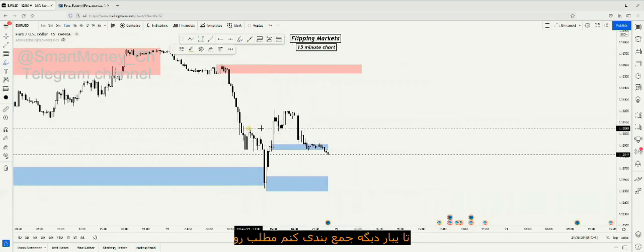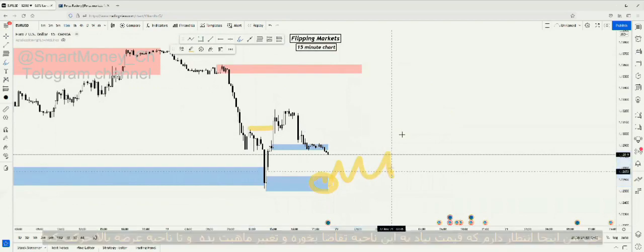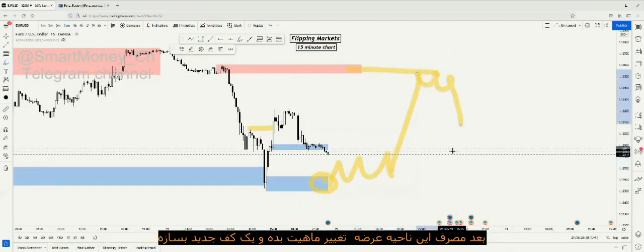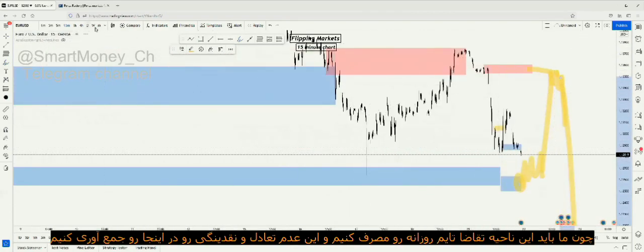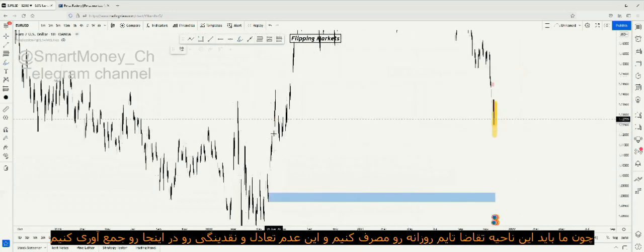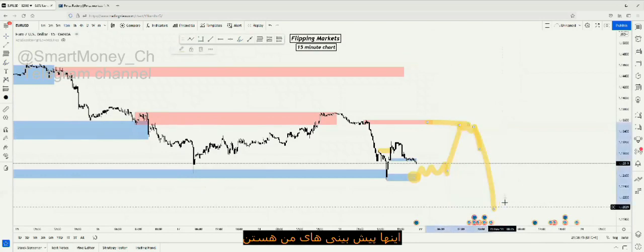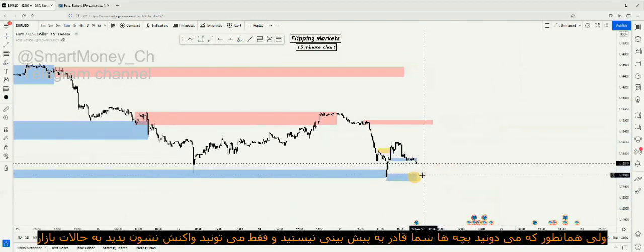So yeah, actually I'm expecting the price to tap this zone, do a change of character right here, mitigate the 4-hour zone, do a change of character right here, and create a new low, because as I said, we have to mitigate this daily demand zone, and we have to collect this inefficiency from right here and collect the liquidity too. So yeah, these are my expectations. But as you may know, don't predict, just react.